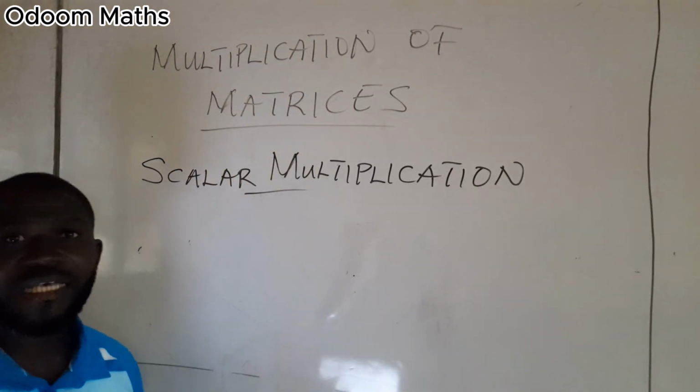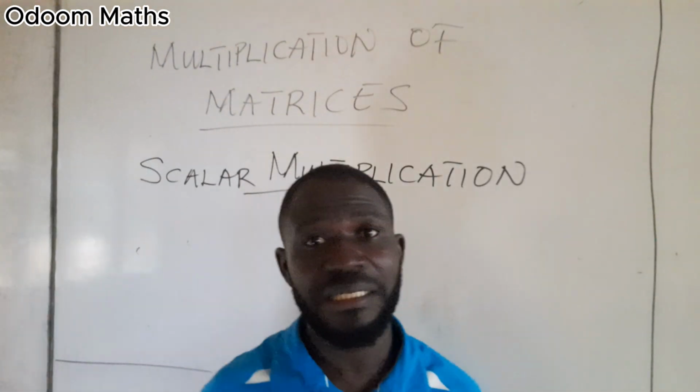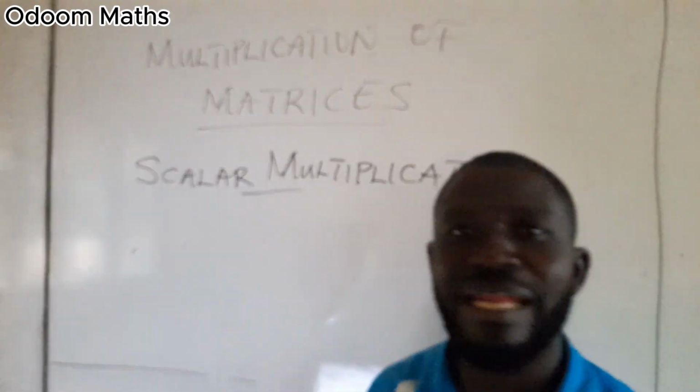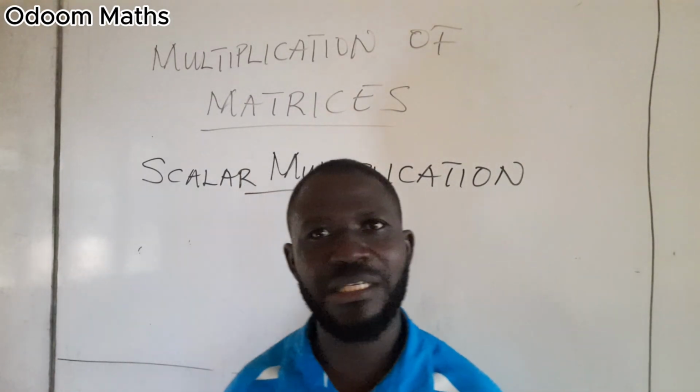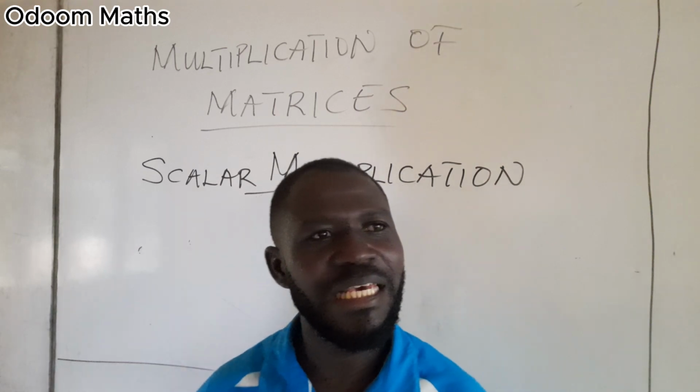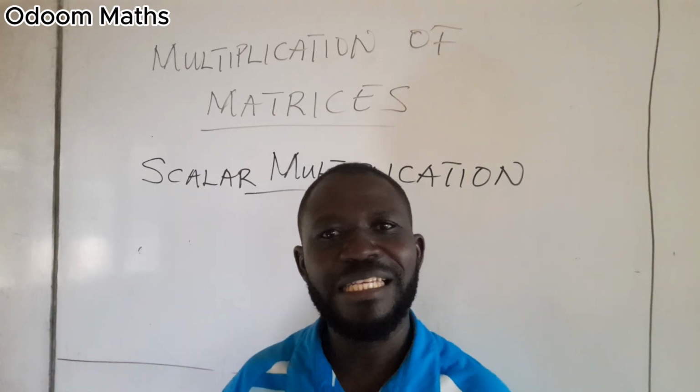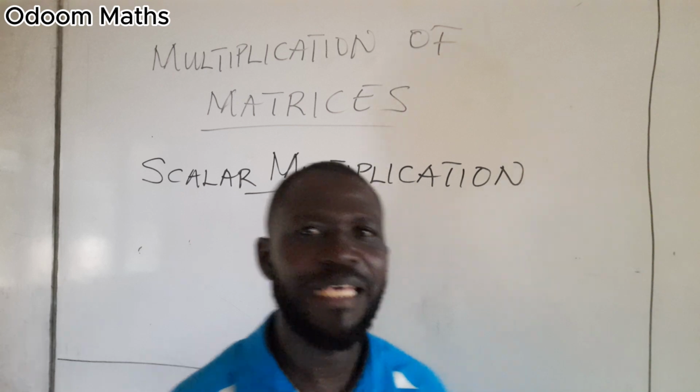Now, when you talk of scalar, if I should say, it's just a number. Scalar is a number. So when you hear scalar, don't think of anything difficult. When you're doing vectors and you hear scalar multiplication of vectors, the scalar is just a number.